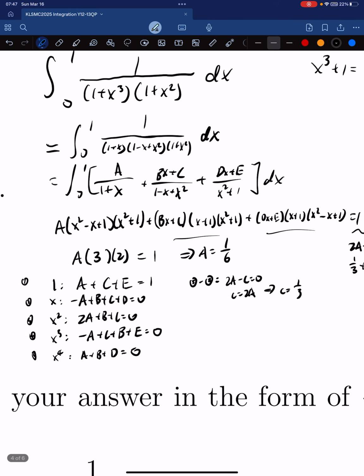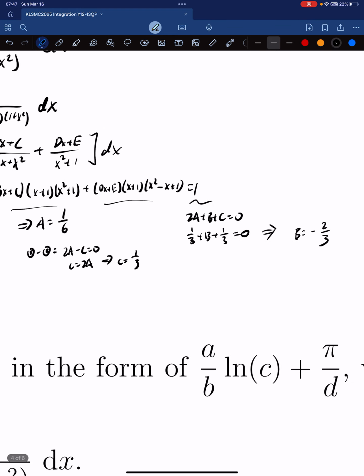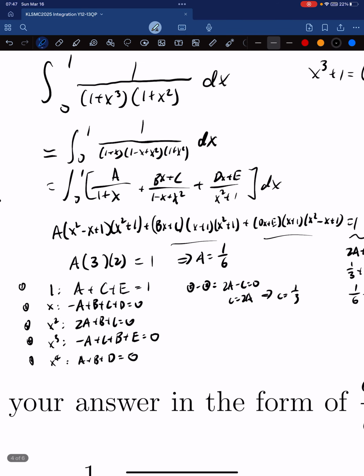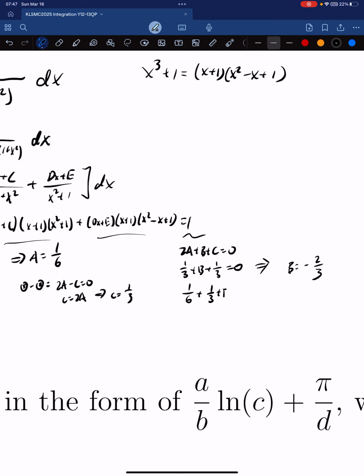And now let's look at equation 1. a plus c plus e equals 1. So 1 over 6 plus 1 over 3 plus e equals 1. So we know that e must equal 1 over 2. Right? e is 1 over 2.